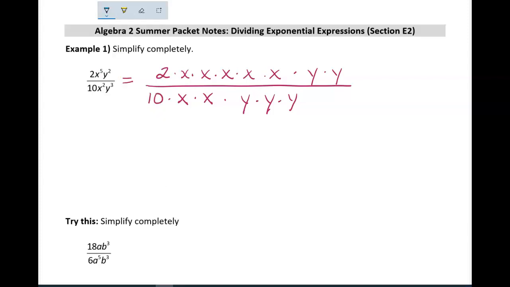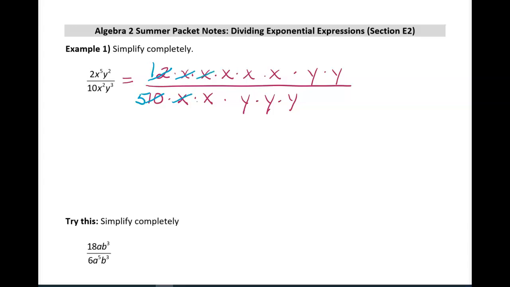Now, when you have common factors in a fraction, you can cancel them or reduce. We could have factored the 10 into 5 times 2 and canceled the 2's. That'll leave us with a 1 and a 5. And so 2 tenths reduces to 1/5.